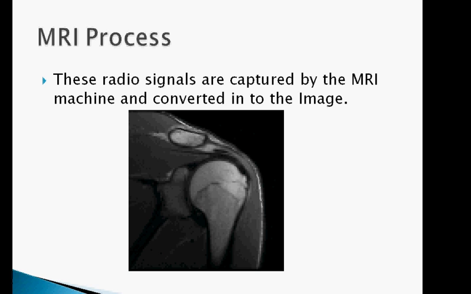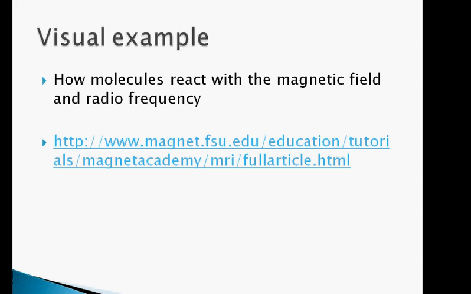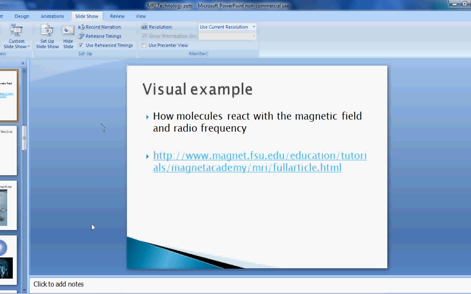As we see, this is a shoulder MRI. They can be conducted of various parts of the human body. Here's a visual example, since I know my explanation was not the best.